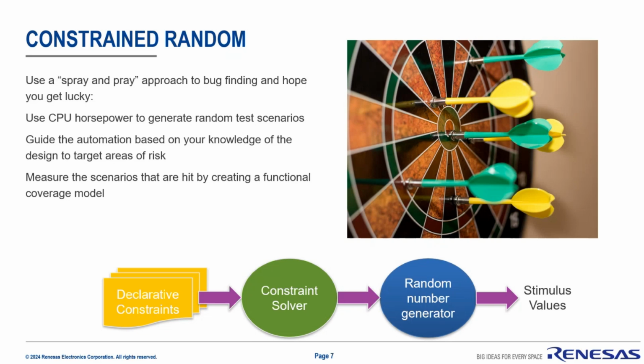So we would have a bunch of constraints for our constraint solver built into our simulator. That will then solve all the constraints, or tell us if there are some violations, some constraints which don't resolve, and that feeds into a random number generator, which then generates our stimulus values. But we also need to measure the scenarios that we're actually hitting with a functional coverage model.